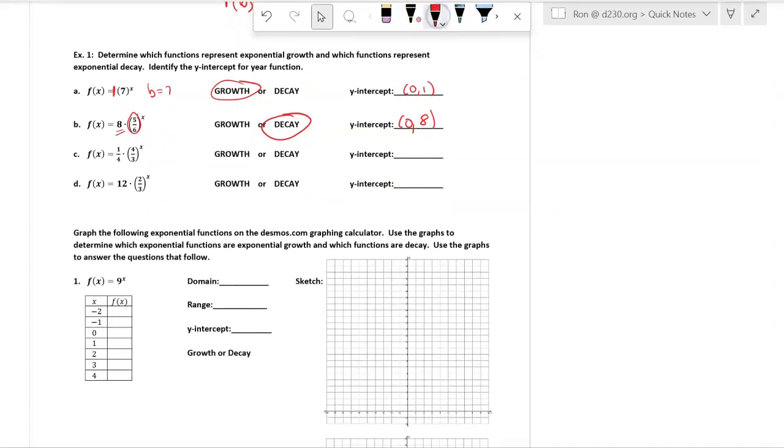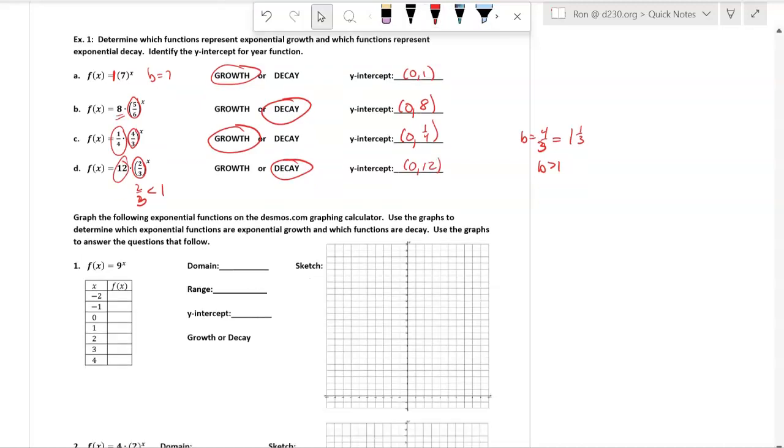Next one, if I look at this, my b is 4/3. You have to understand if I did that as a mixed number, that would be 1 and 1/3. So that's telling me b is greater than 1, which means it's growth. Now my y-intercept is 0, 1/4. And finally, here is this growth or decay? Well, I know 2/3 is less than 1, so it's decay, and my a value is 12, so 0, 12 is my y-intercept.